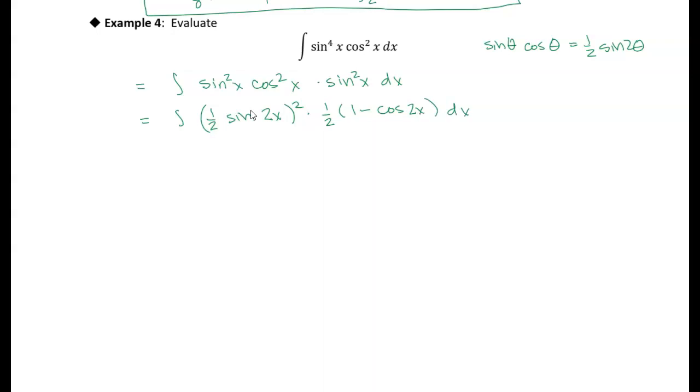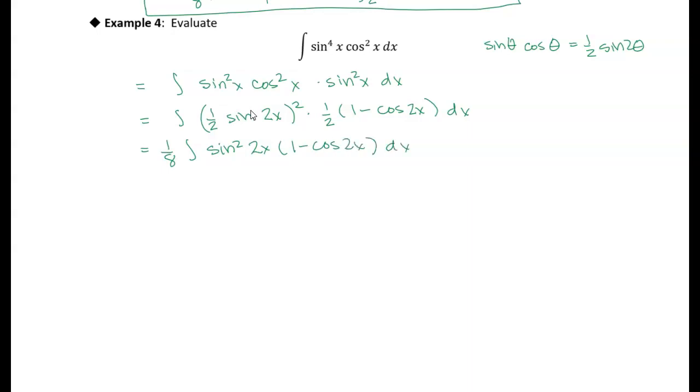Okay, so this is equivalent to what I had before. I've just done a couple of substitutions, and now I have everything in terms of 2x. So let's see what we can do with this. I'm going to have a half squared, times a half, so that's 1/4 times a half, which is 1/8. I'll pull a 1/8 out to get rid of the constants, and then I have sine squared of 2x times 1 minus cosine of 2x, dx.